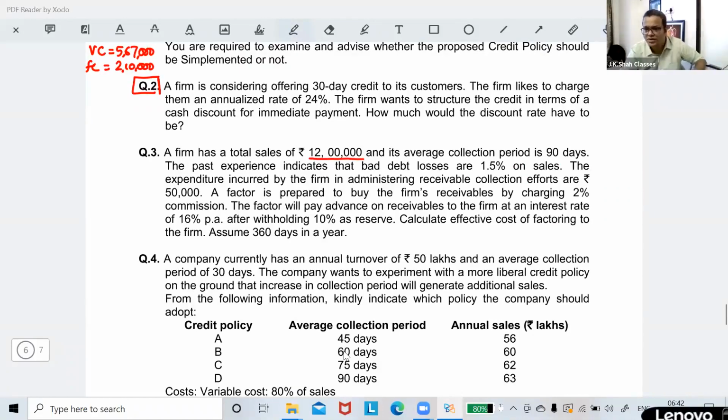Anybody have confusion in that fixed cost, variable cost in question number one? Some people have answered wrong, actually speaking. I feel bad for them.